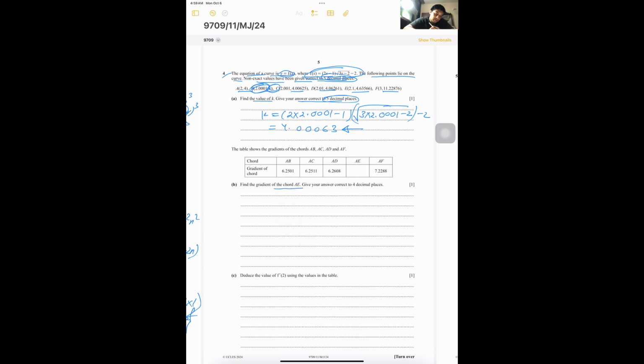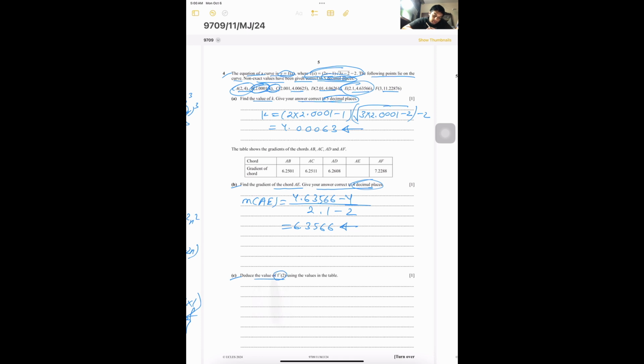Find the gradient of the chord AE. Give your answer correct to 4 decimal places. Okay, so the gradient of AE is, this is E, this is A, so 4.63566 minus 4 over 2.1 minus 2, which is 6.3566. This is the gradient.